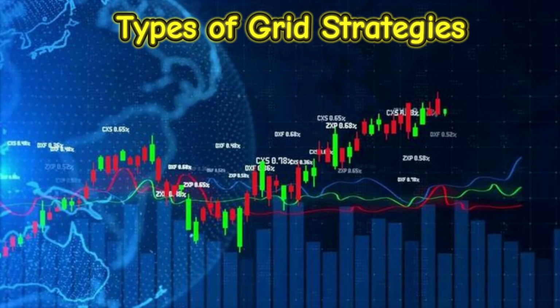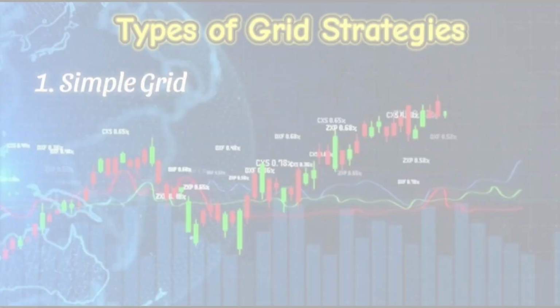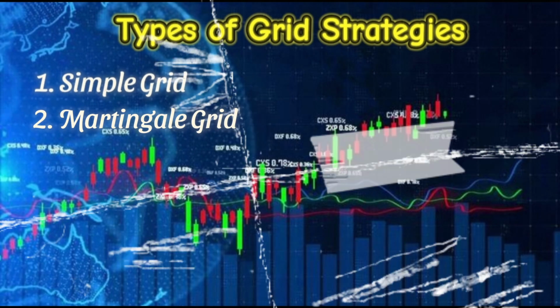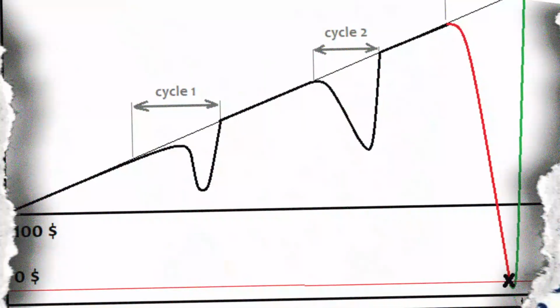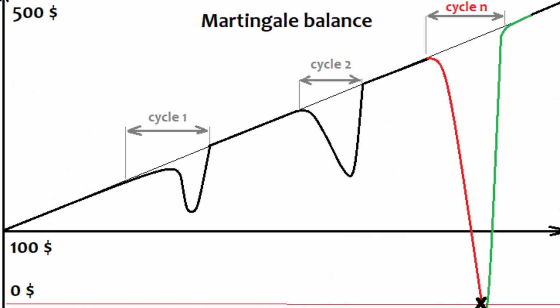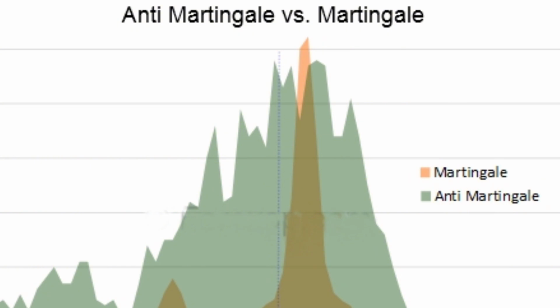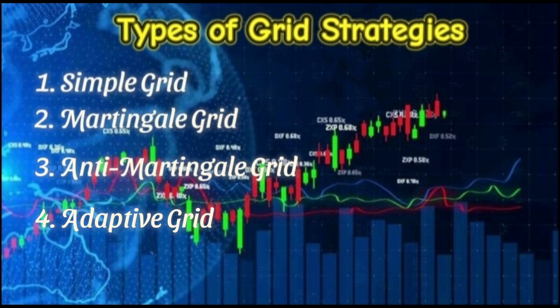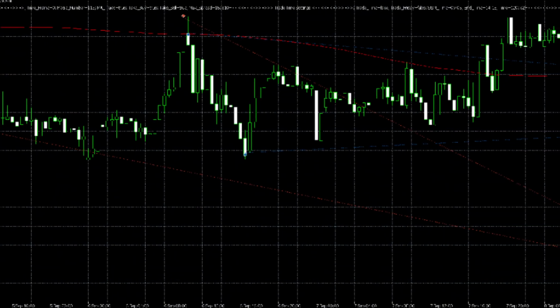Types of grid strategies. 1. Simple grid. Orders with fixed volume are placed at all grid levels. 2. Martingale grid. After each loss, the next order in the same direction is doubled in volume to recover the loss. This method is very risky. 3. Anti-Martingale grid. After each profit, the next order in the same direction increases in volume. 4. Adaptive grid. The spacing between grid levels or order volumes are adjusted based on market conditions.